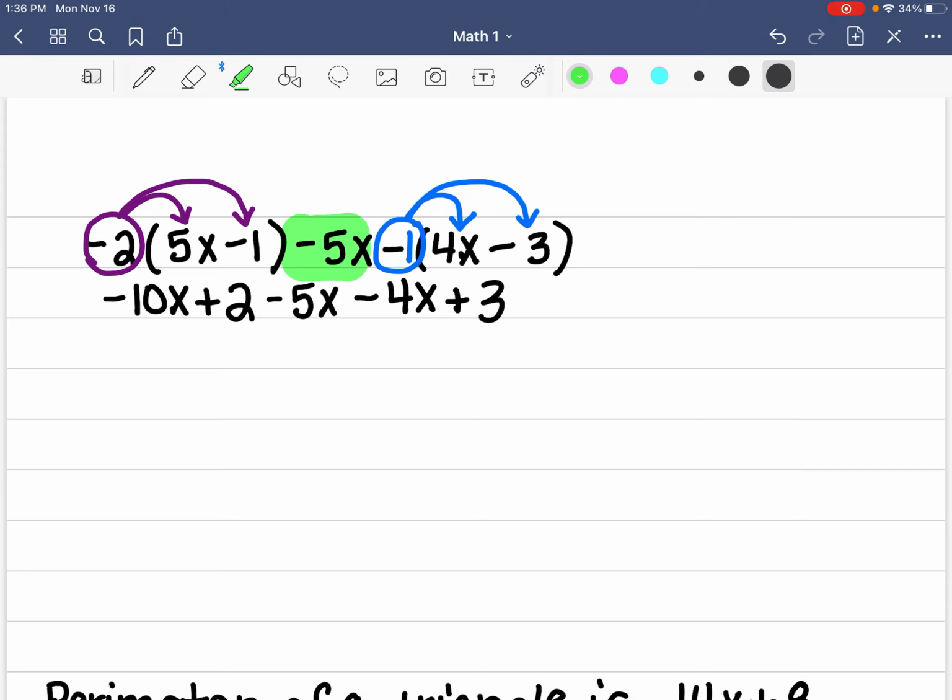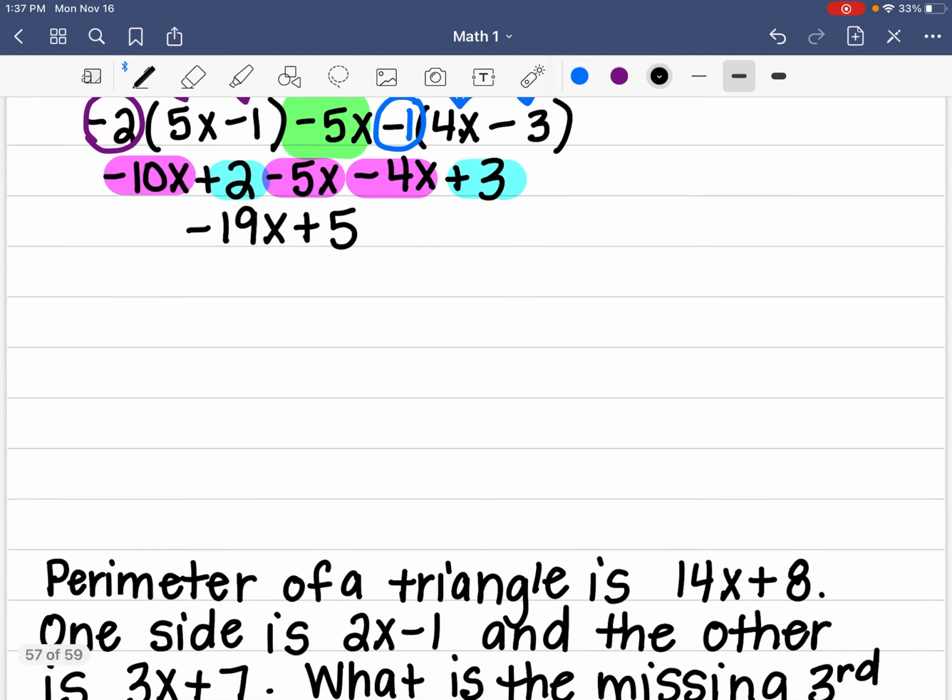Now I can combine my like terms. So my like terms here are going to be -10x, -5x, and -4x. So that's going to give me -15 minus 4 more. So that's going to give me -19x. I also am going to combine 2 and 3, which is going to give me +5. All right, so whenever you see parentheses and a value in front, you're going to multiply and distribute that value. Then after you're done, you can combine like terms.